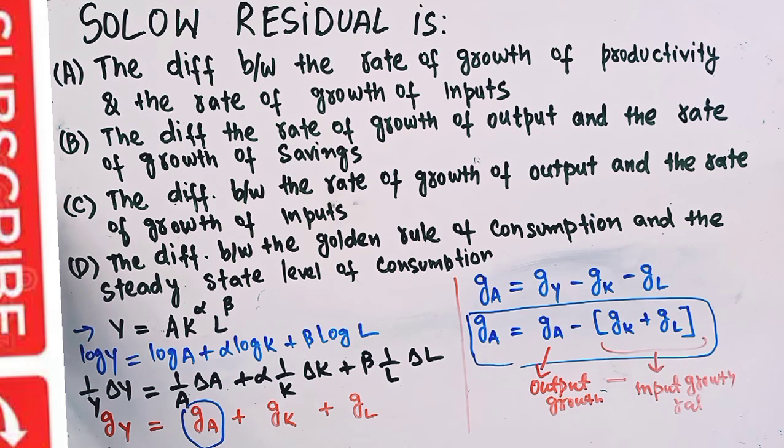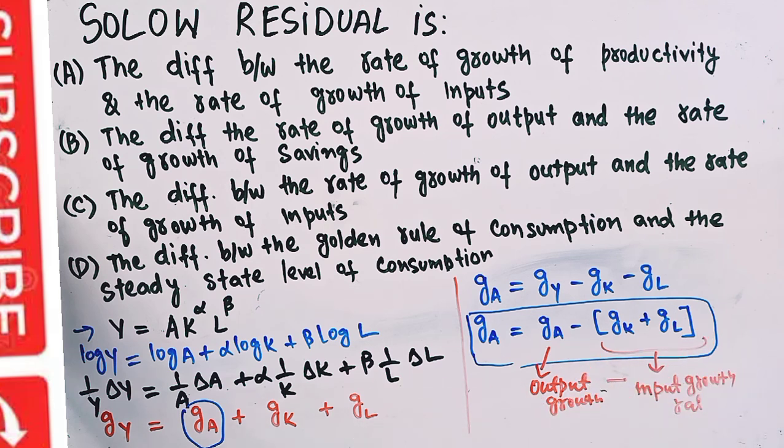So what is the Solow residual? It is simply the difference between the growth rate of output minus the growth rate of input. We also call this Solow residual as total factor productivity. It measures the share of production growth that cannot be explained by the increase in inputs such as labor and capital, okay? That very change in the growth rate that is not explained by the growth rate of inputs, what we call the Solow residual.